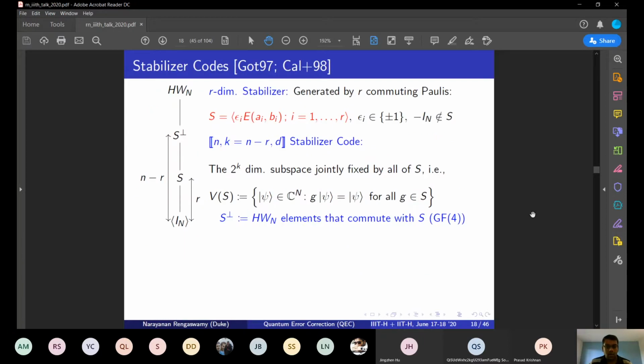Okay, with that general notation, let's define general stabilizer codes. A stabilizer of R dimensions is given by R generators. And because it's a commutative subgroup, they have to be mutually commuting. Each Pauli matrix can have a sign, which is plus or minus 1, but minus the identity is not allowed to be in the group, for a reason that will be apparent soon. So this is how you define a group. They are generated by R commuting Pauli matrices. And note that because the Pauli matrices commute, the symplectic inner product between AI BI and AJ BJ has to be 0 for any pair I, J.